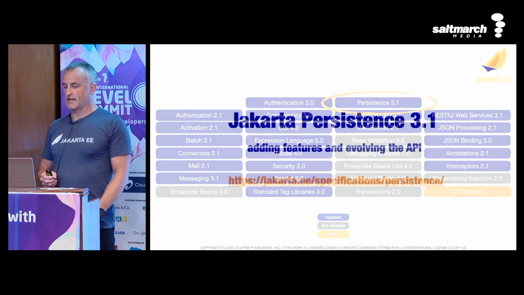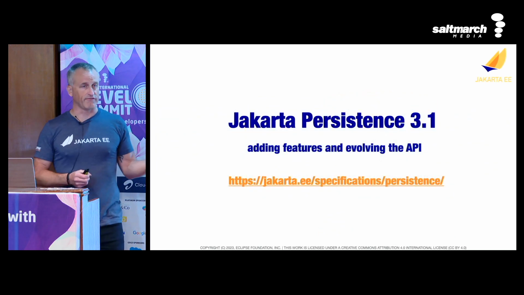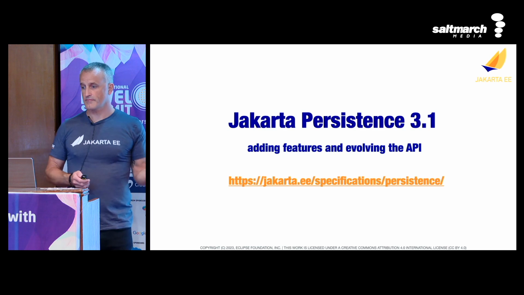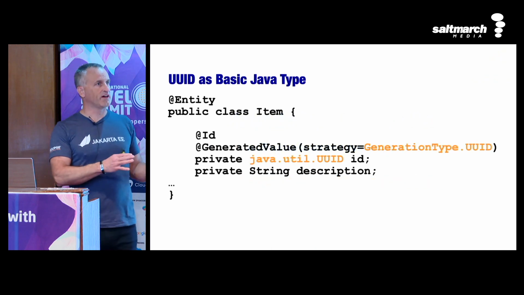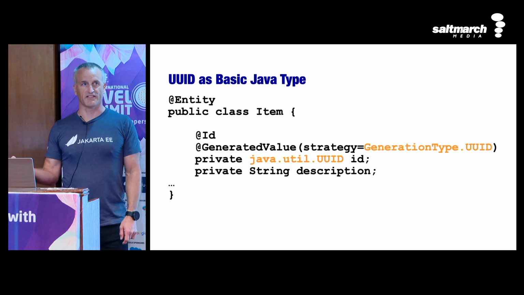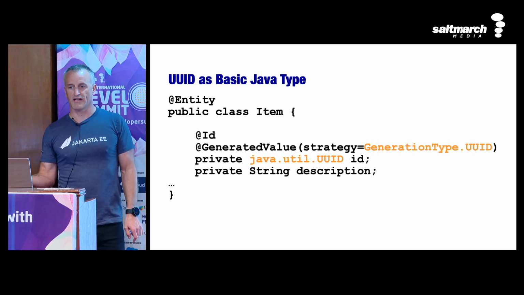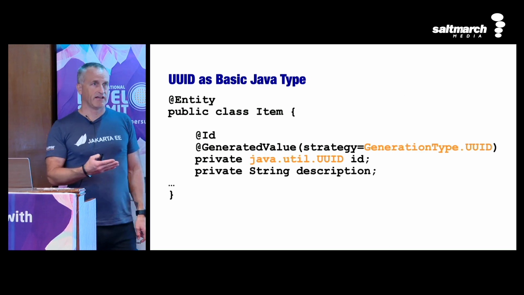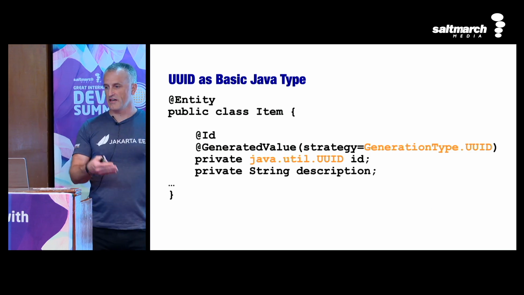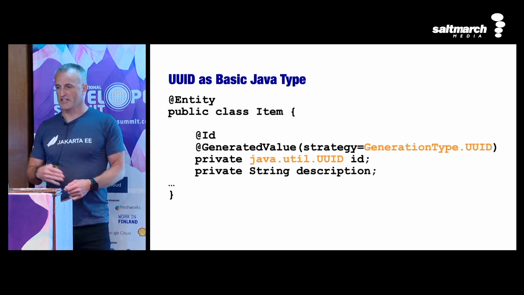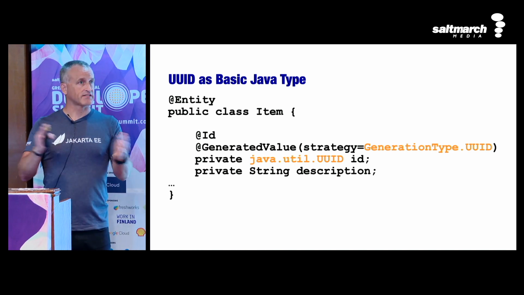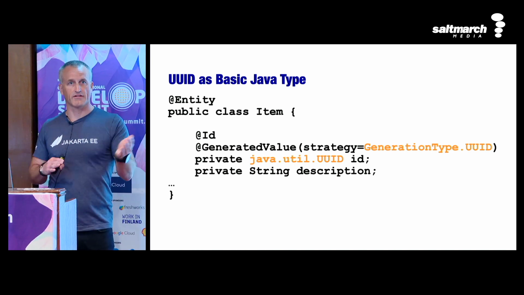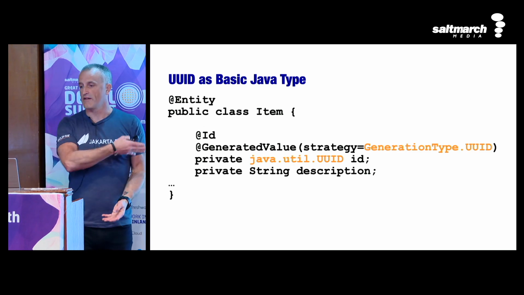Jakarta Persistence had a minor update. It's also adding features and evolving the API. And one of the things the community wanted was to add UUIDs as a basic Java type. So now you can actually use UUIDs and generate them using the generation strategy UUID, and you don't have to map between strings and UUIDs from the database back and forth in your code, so you can just have the framework do it for you.